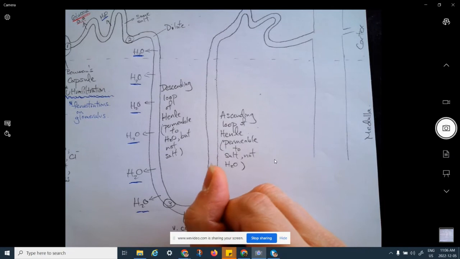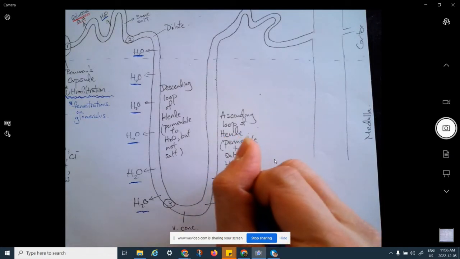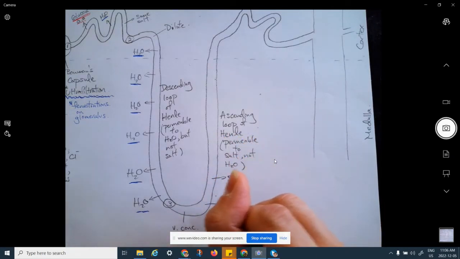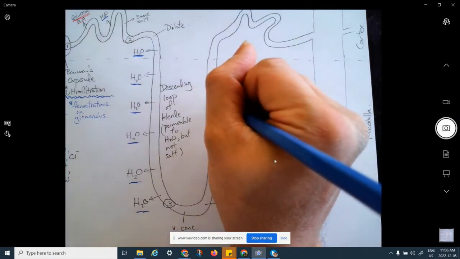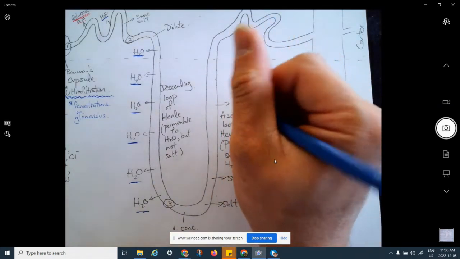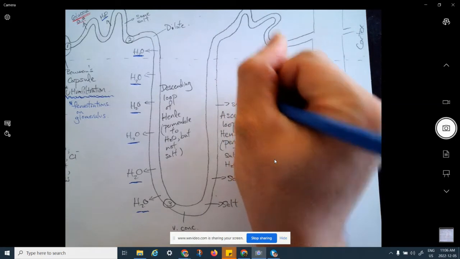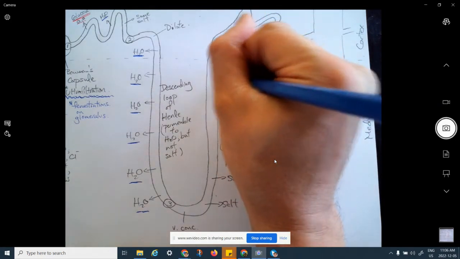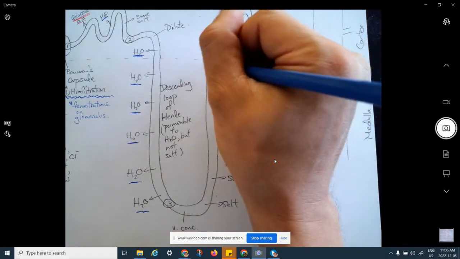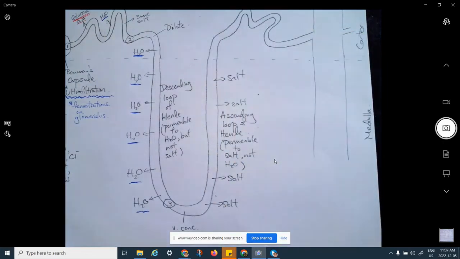Salt will, of course, in this case, be leaving the filtrate at this point, but make sure you don't copy things yet, okay? Because there is a weird and tricky part. Now, look up here for a moment.